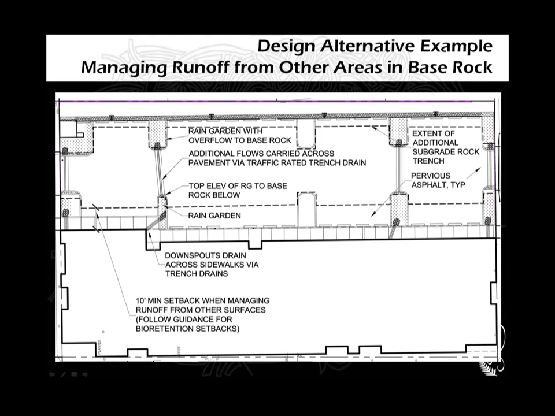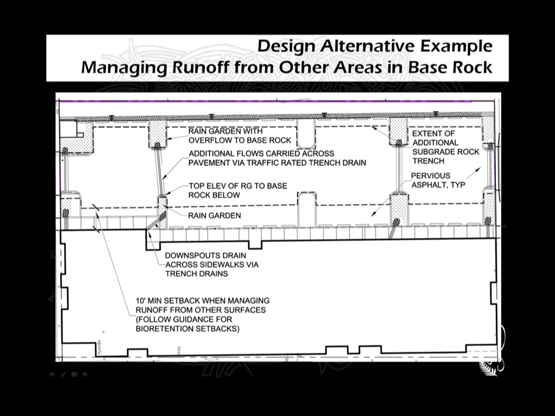If this rain garden gets overtaxed with flow, any water that can't make it into the rock below flows across a traffic rated trench drain at the surface and into this other rain garden, with another overflow to the base rock. So we're getting all of our runoff into here. And this outline here is the extent of an additional depth of subgrade rock that we needed.